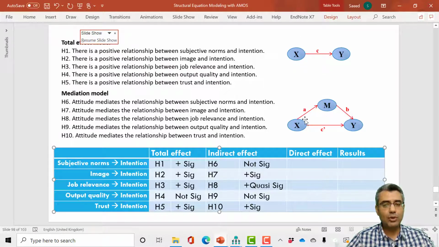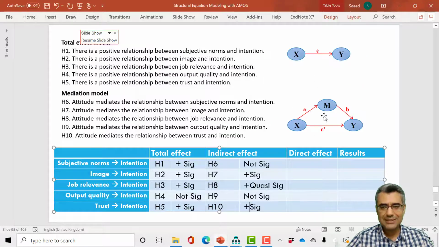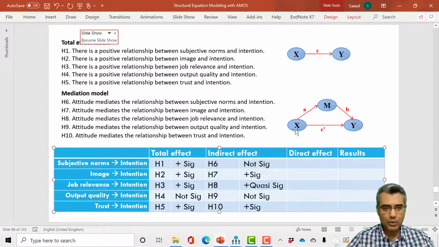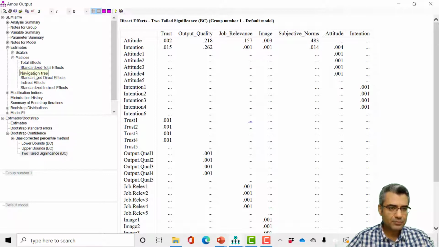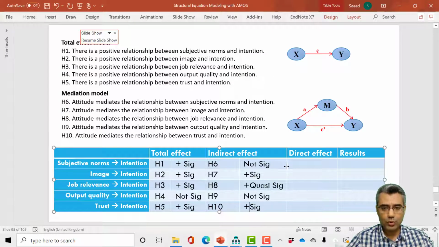If you are checking all these direct relationships, this is in the direct effect. The indirect effect is an indirect effect model. So direct effect means all these single relationships between all variables. I'm interested in C prime, so I go to direct effect, choose standardized, and read the p-values. For trust, job relevance, image, all of them are significant except output quality. It's actually very similar to what we got here, so I just copy paste.